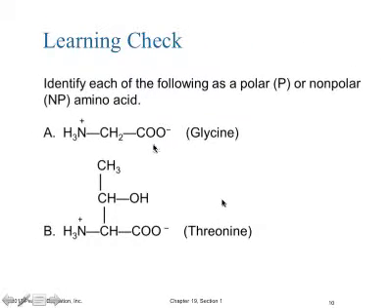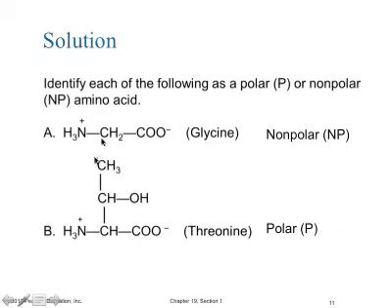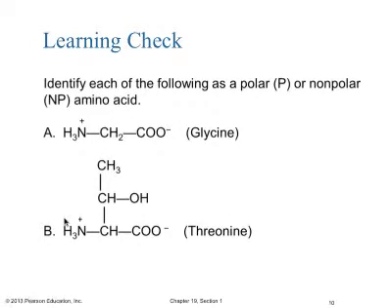So we're going to identify each of the following amino acids as either polar or nonpolar. The thing to look at is the carbon in the middle. One of the hydrogens is that hydrogen that's present on every amino acid, but the other is the R group. So this has just a hydrogen, and that is going to make it nonpolar.